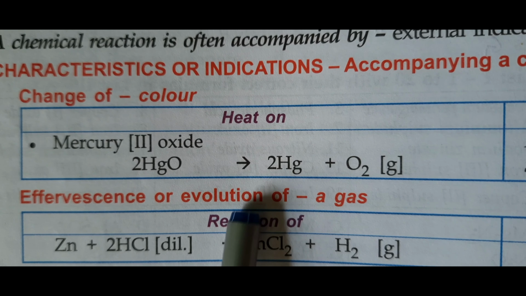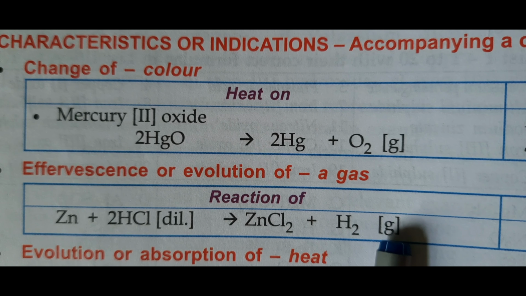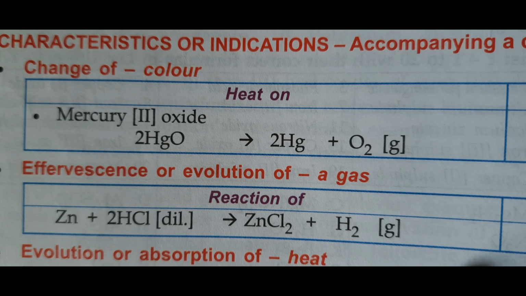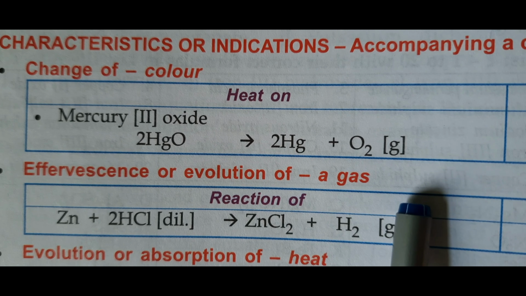Next we observe is the evolution of gas. Sometimes hydrogen gas will get evolved. This G means gas, okay? During a reaction, sometimes hydrogen gas gets evolved, sometimes carbon dioxide gas gets evolved. So evolution of gas means some gas will get evolved.